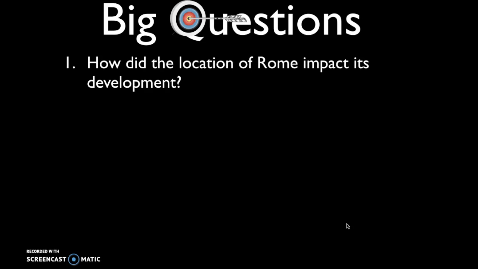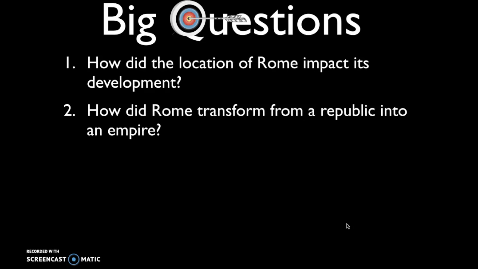So as a result of watching this video, you should be able to answer these two big questions. First, how did the location of Rome impact its development? And second, how did Rome transform from a republic into an empire?